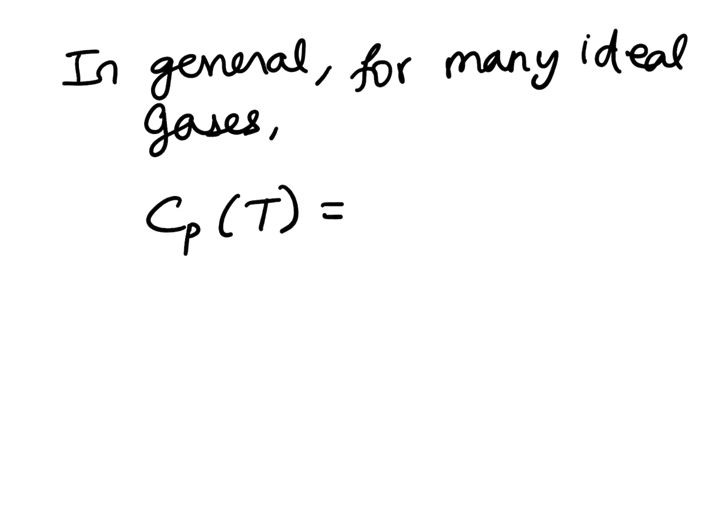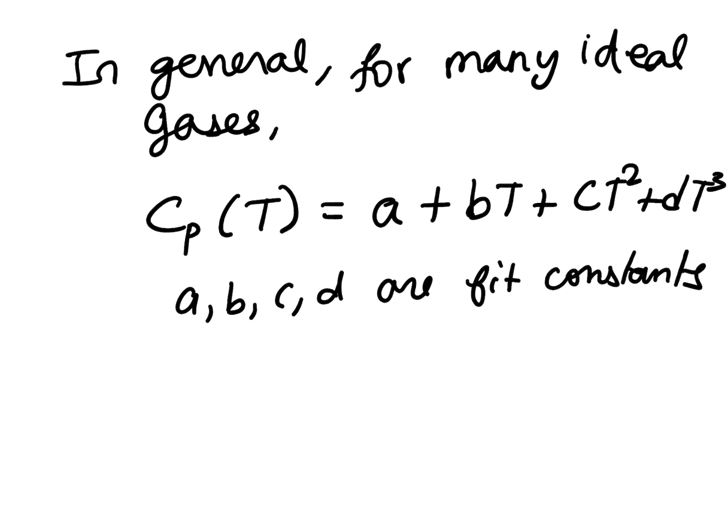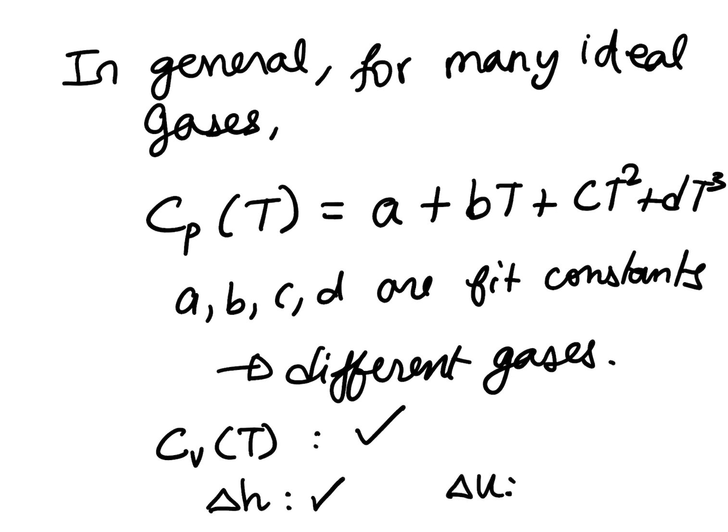Cp as a function of temperature as a polynomial that looks like A plus BT plus CT squared plus DT cubed. A, B, C, D are fit constants, and they of course vary for different materials or different gases. If this function is known, what else can you do with it? It means you can also get Cv. Cv can be calculated. If you know Cp and Cv, you can get delta H, you can get delta U.